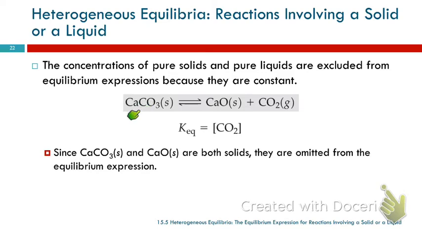So in this chemical reaction, because the calcium carbonate concentration doesn't change and the calcium oxide doesn't change, the only thing that we have a concentration for is the CO2. So the equilibrium constant for this reaction is just the concentration of the CO2.